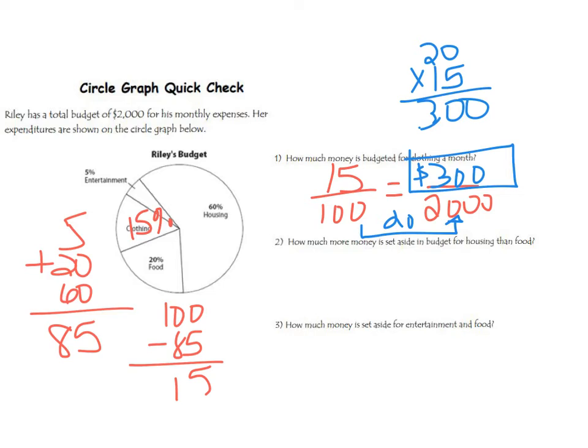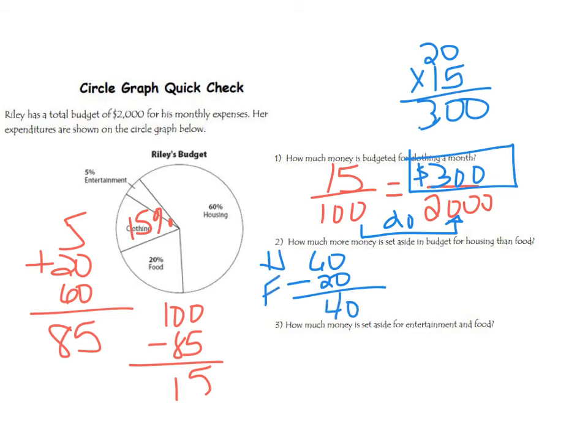Any questions on that? Okay, let's look at number 2. How much more money is set aside in the budget for housing than for food? We're going to go ahead and subtract those. So 60 minus 20, because that's housing, and that's food. So that's going to be 40%.